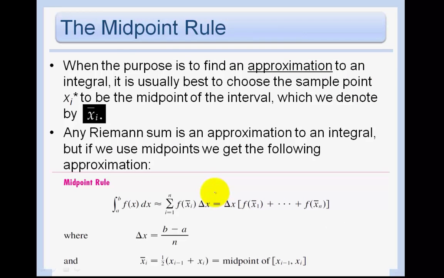The midpoint rule. When the purpose is to find an approximation to an integral, it's usually best to choose a sample point x sub i to be the midpoint of the interval. So not left, not right, but the midpoints, and we're just going to denote that as x sub i bar. Okay, put the bar on top. Just notation again. So now when we're approximating this, instead of saying f of x sub i, we're just going to say f of x sub i bar. And what is x sub i bar? It's just 1/2 of the left plus the right endpoint, in the middle of the two.